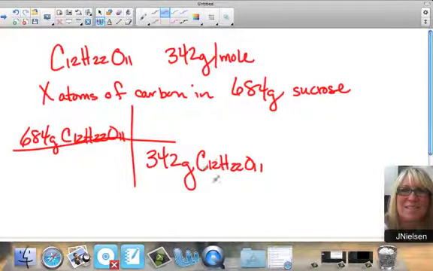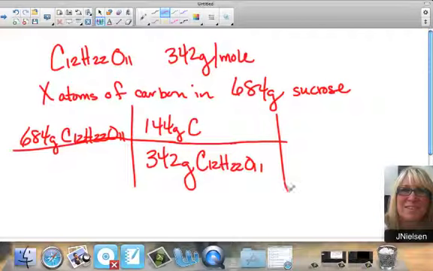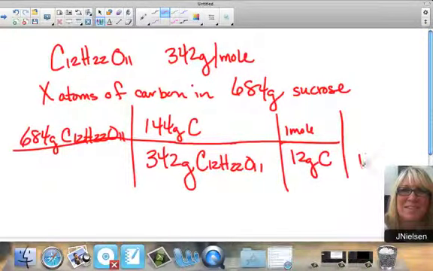Well, there's 12 carbons, and each carbon has a mass of 12. 12 times 12 is 144. So there are 144 grams of carbon in C12H22O11. But I don't want grams. I want atoms. Well, what else do I know? I know that 1 mole equals the GFM, and the GFM of carbon is 12 grams. And I also know that 1 mole equals 6.02 times 10 to the 23rd atoms.